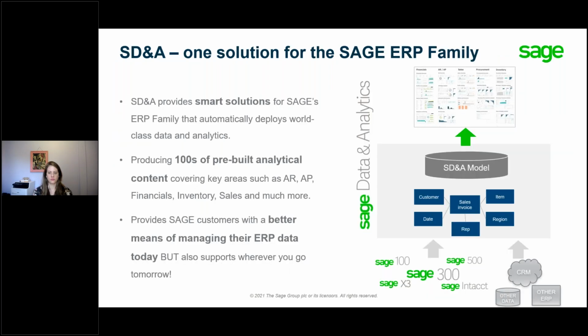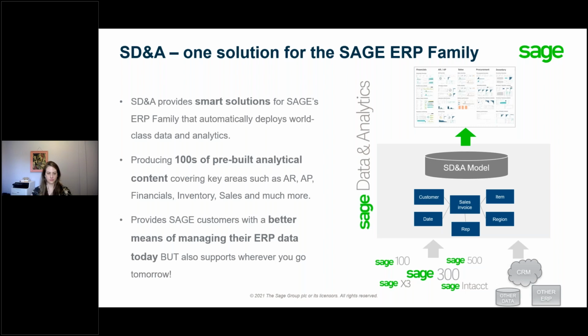So at a very high level, what Sage Data and Analytics is, it's an all-in-one BI and reporting solution. What that means is that we can pull all the data from your Sage ERP, bring that into a data warehouse where we automatically build and maintain that data warehouse. And what we then do is we serve up pre-built dashboards and reports against that.